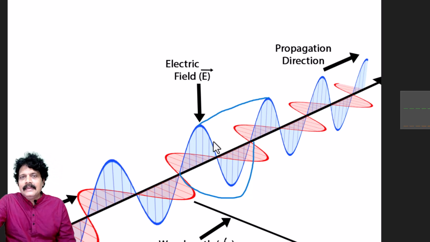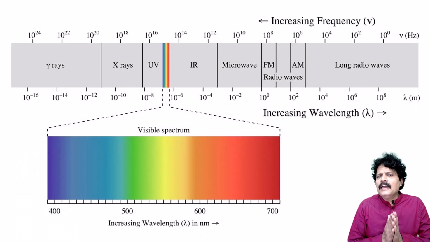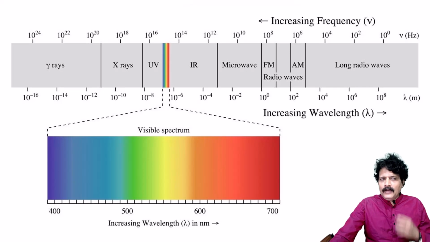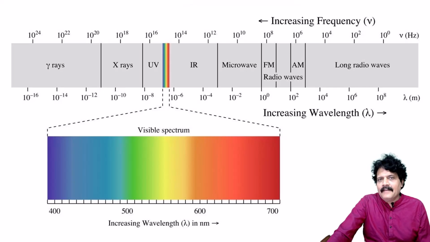And now in nature you have various radiations running. For example, I am now showing you the range of electromagnetic radiations we have in nature.